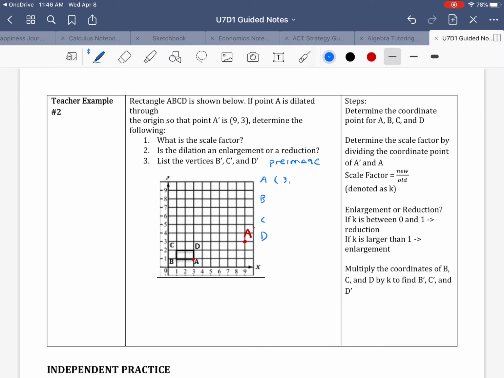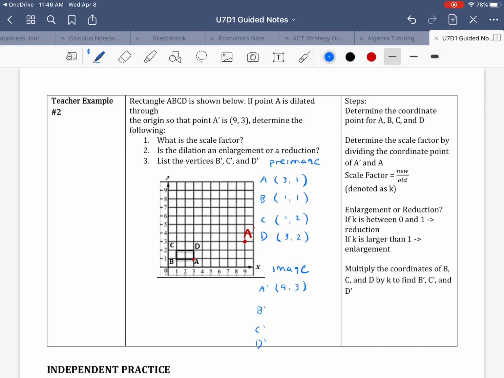So A is at 3, 1. B is at 1, 1. C is at 1, 2. And D is at 3, 2. Okay, now for our image, A prime is at 9, 3. And then we're looking for B prime, C prime, and D prime eventually.